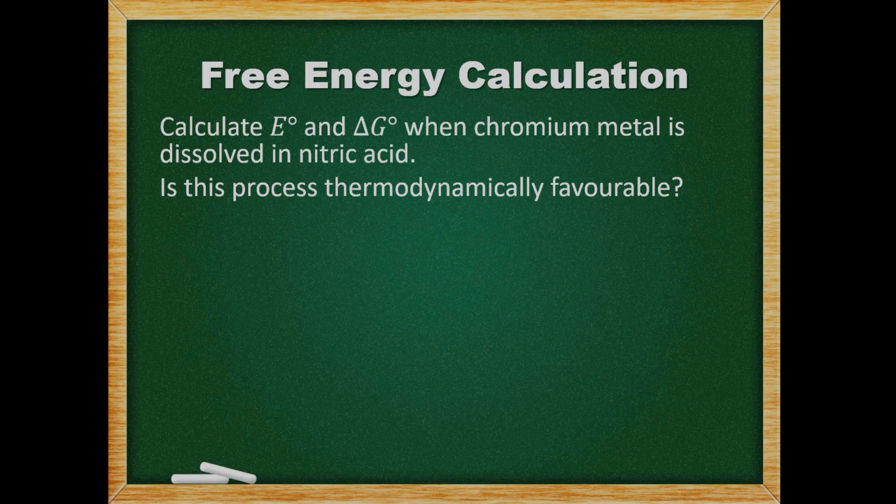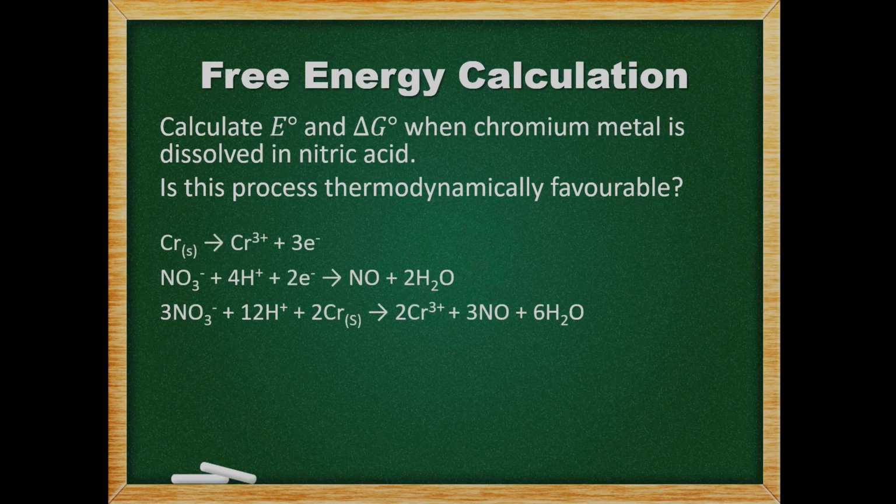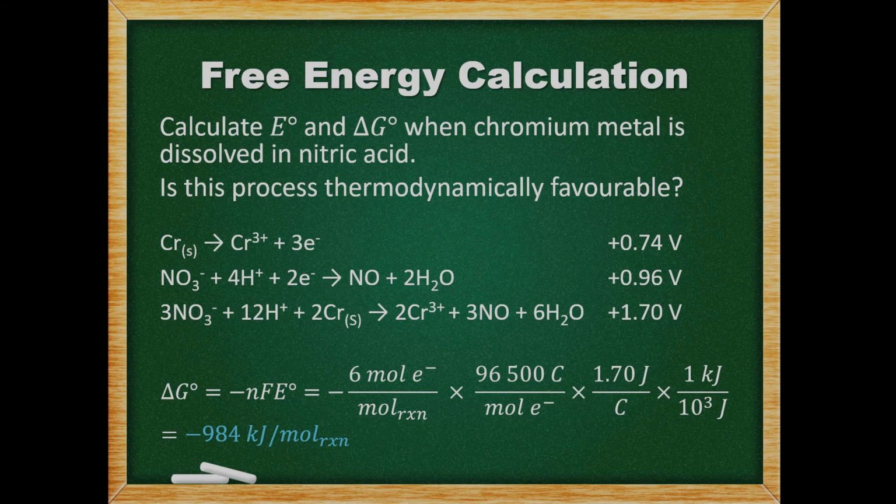Here we want to calculate E0 and delta G when chromium metal is dissolved in nitric acid. First, we combine the half reactions to get E0 for the cell. We then substitute our known values into the equation to give us a delta G value that ends up being negative 984 kilojoules per mole of reaction. The process must be thermodynamically favorable since we get a negative free energy value.